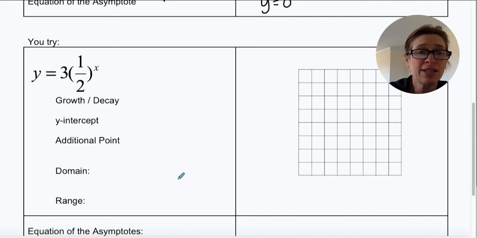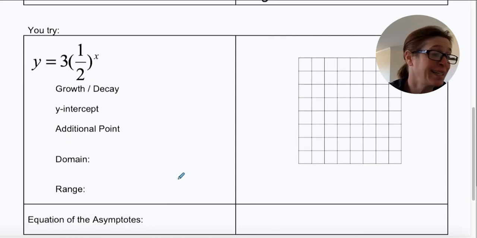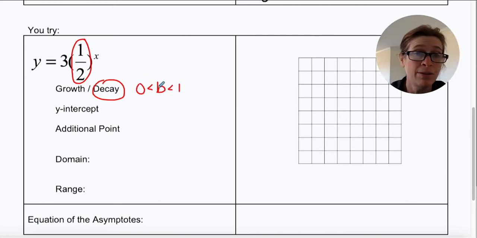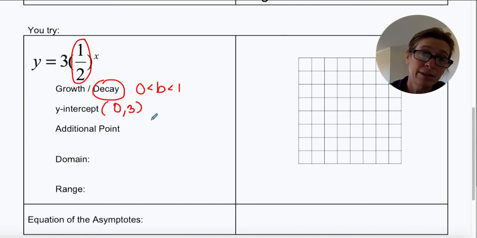All right, so let's look at this one. Ever so slightly, the only thing I did was I gave you a fraction for b between 1 and 0. So this tells me it's decay because b is between 1 and 0. My y-intercept is (0, 3). All right, let's see what happens. I put an additional point on the graph. If I put in 1, I'm going to get 1.5, but I decided to put in -1.